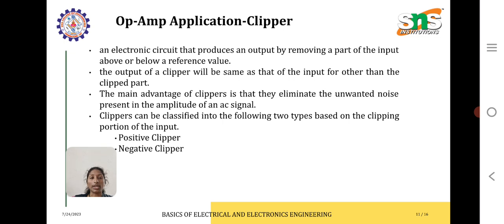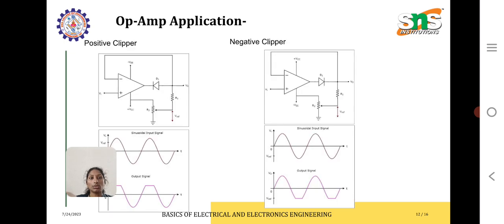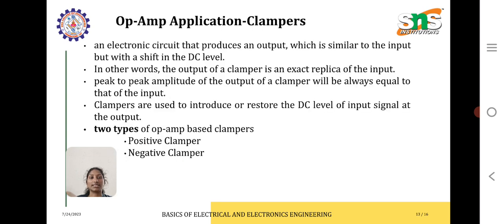Any electronic circuit that produces an output by removing a part of the input, relative to a reference value, is a clipper. The output of the clipper will be the same as the input other than the clipped part. So the clipped part alone will not be there; the rest of the waveform remains the same. This will be the positive clipper and the negative clipper, where in one the top part, the positive half cycle, is clipped, and here the negative half cycle is clipped.